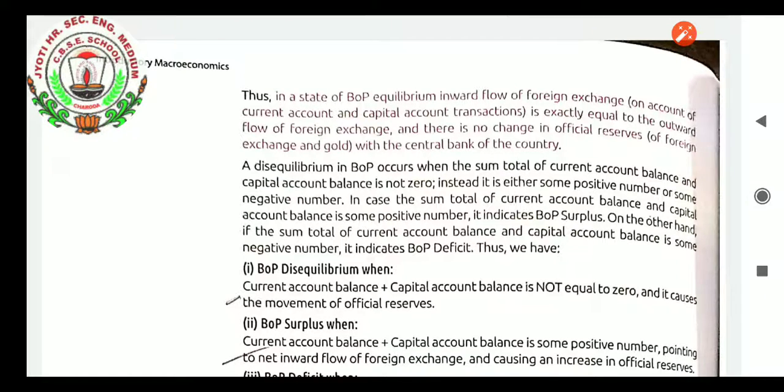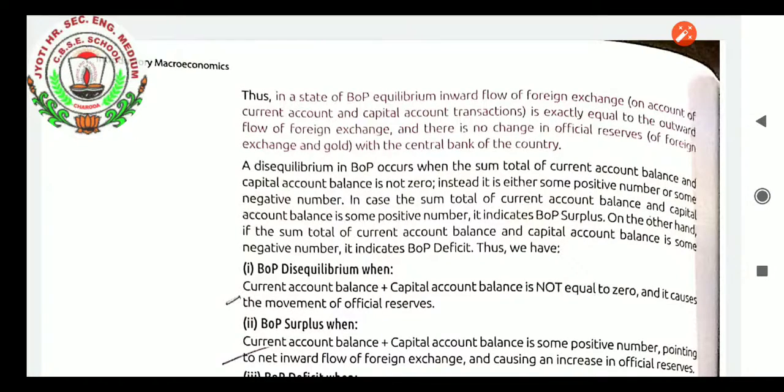And the central bank of the country, meaning there is no effect on the stock market, no effect on the gold market, that will show balance of payment equilibrium. If it gets affected, then definitely there will be an increase or decrease. Now let us see when disequilibrium is caused.